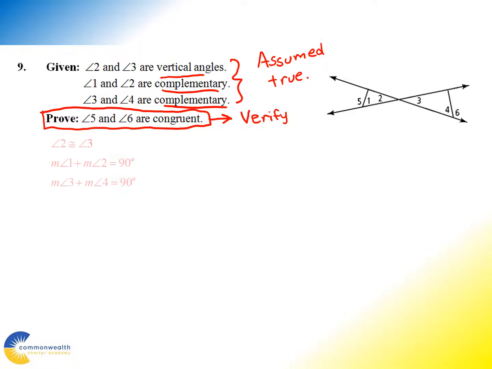So in this case, we start with a couple of things. This is coming from the vertical angle theorem. Since I know that they're congruent to each other, that was given, and I know that vertical angles are congruent, I know that angle 2 is congruent to angle 3. And both of these are coming from the definition of complementary.